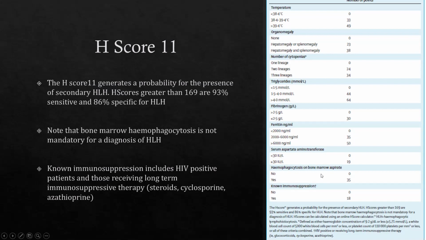Hemophagocytosis on a bone marrow aspirate was one of the criteria, but it does not have to be present to tell you the probability of whether or not your patients have this. So this HScore generates a probability for the presence of this. If the total number is greater than 169, it's 93% sensitive and 86% specific. I forgot to mention, they also included those who either have HIV or were on known immunosuppression, and the immunosuppression included long-term therapy with steroids, cyclosporin, or azathioprine.